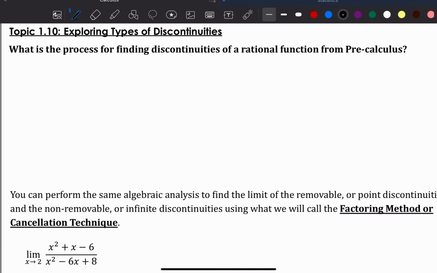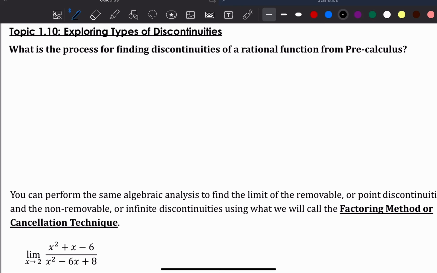So let's say we're trying to solve limits, and when we plug in our values through direct substitution, we end up with 0 in the denominator. That tells us that we have some type of discontinuity in the function, or in other words, a hole.